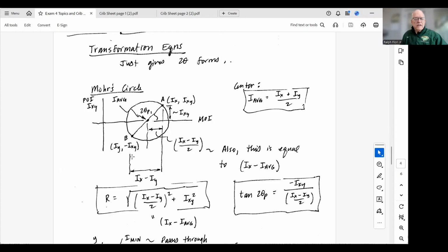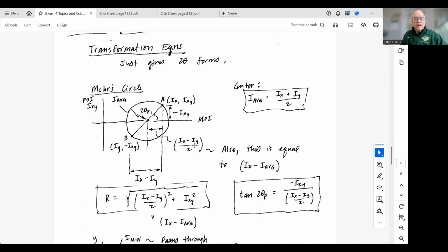The distance between Ix and Iy is this distance here. If you divide that by 2, you get the base of this triangle, which is (Ix minus Iy) over 2. This triangle is something that we set up and use a lot in the conceptual Mohr circle questions. But keep in mind that this (Ix minus Iy) divided by 2 is also equal to Ix minus I average.